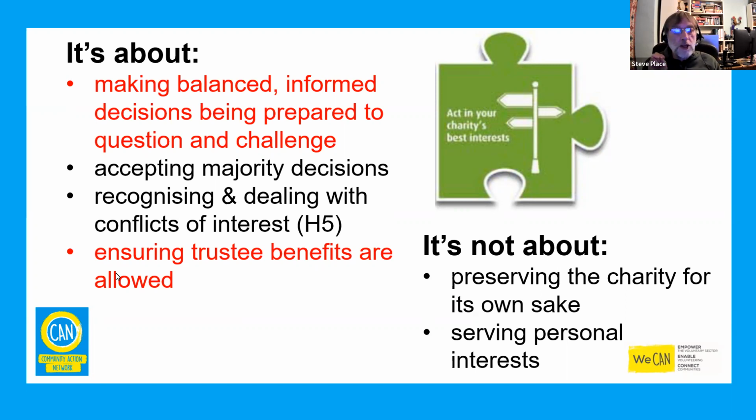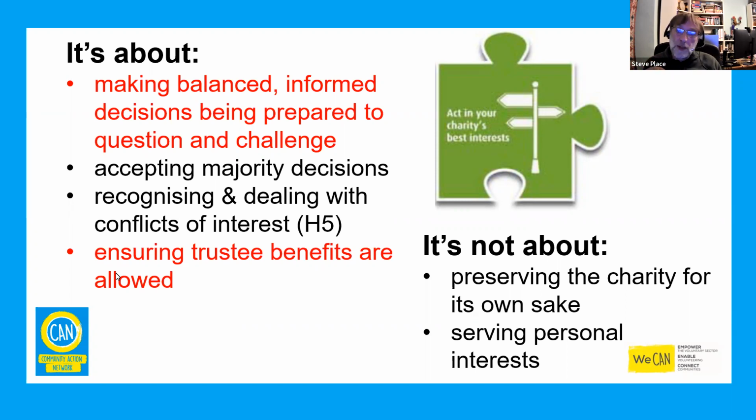This other one is about ensuring trustee benefits are allowed. Now, charity law says that charity trustees can be reimbursed for reasonable expenses of being a charity trustee. So there will be stuff like travel, it might be even carer costs. Some of you might have trustees who live a long way away, and if you have face-to-face meetings, there might be accommodation costs to be covered. So all of that is perfectly fine as long as they're reasonable, and they're to reimburse people for carrying out their role as a trustee.